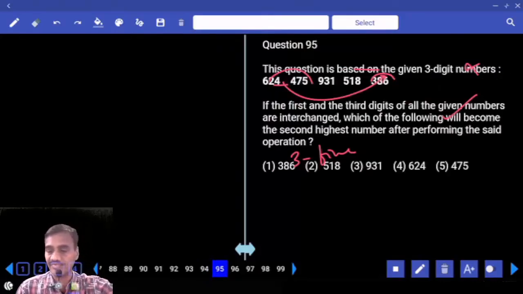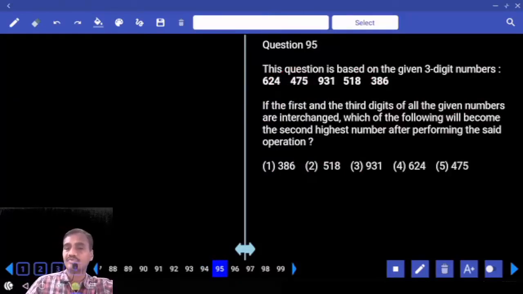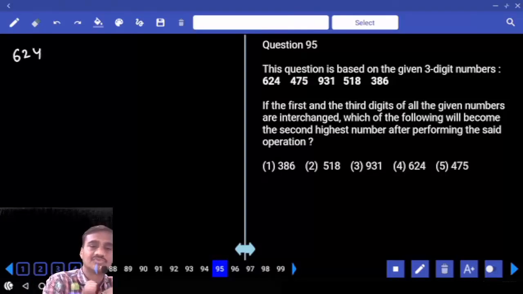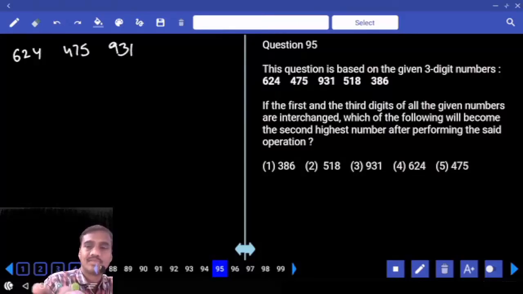Then 95 onwards. Now in this 95 onwards, it is based on a set of numbers. How many numbers do we have? 5 numbers: 624, 475, 931, 518, and the next one 386.